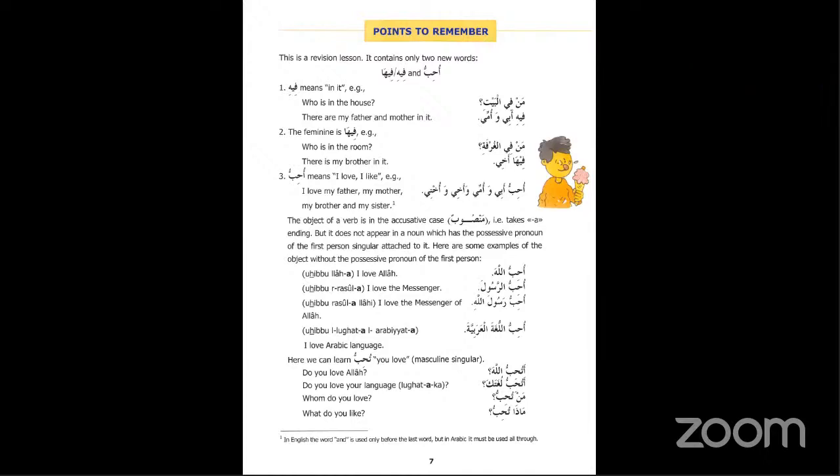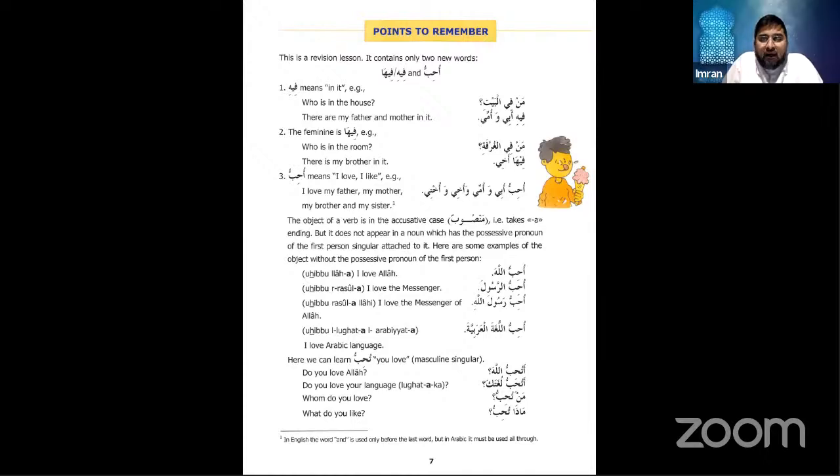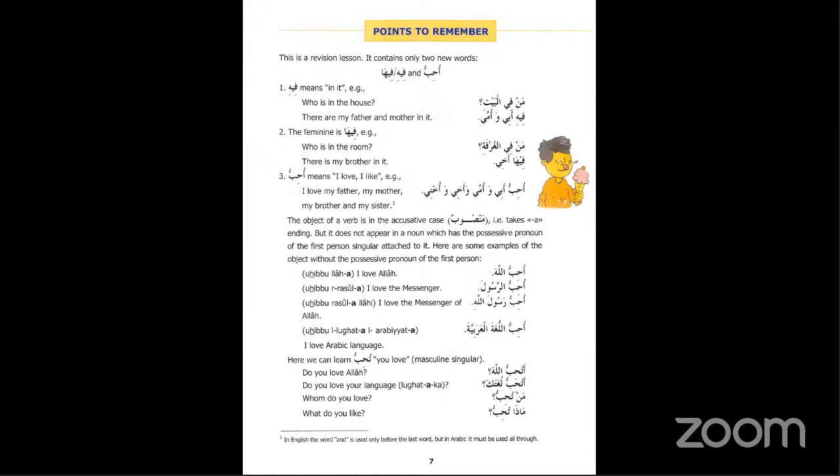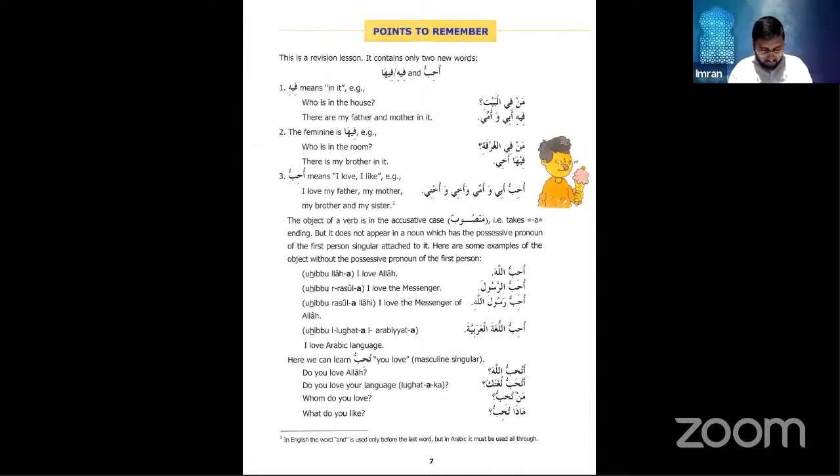Muhammadun gets a dhamma tanween. Do you want me to send this example in the group, the Arabic? Yes. So Akala Muhammadun tufahatan. Muhammadun is the doer.